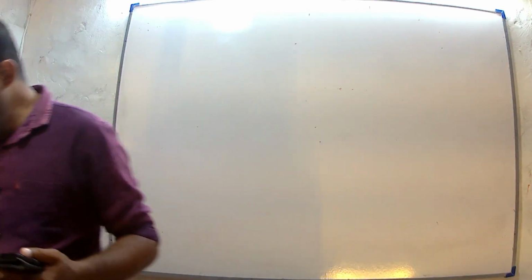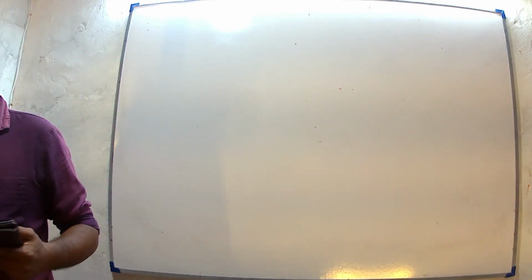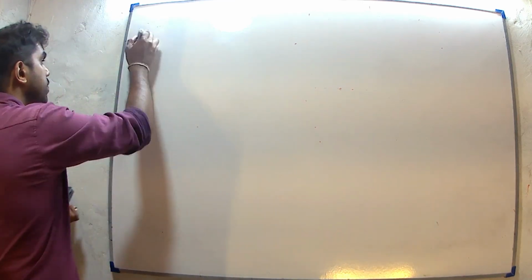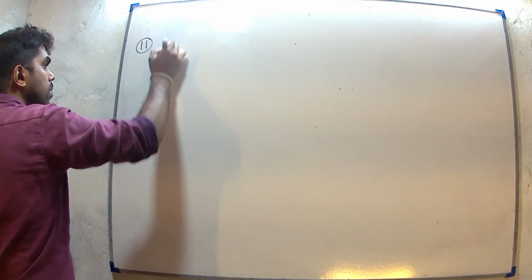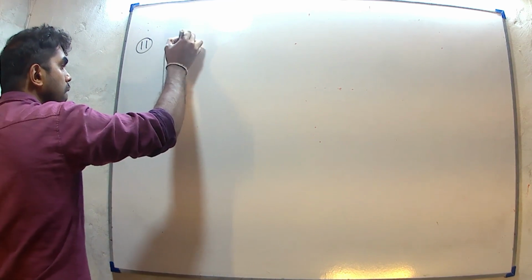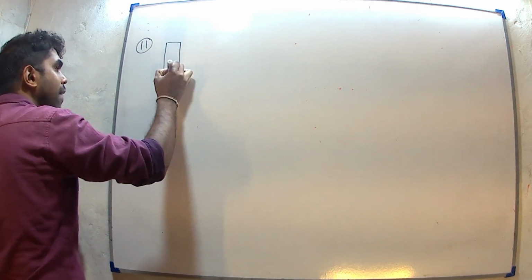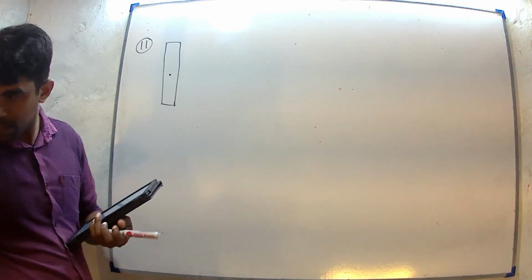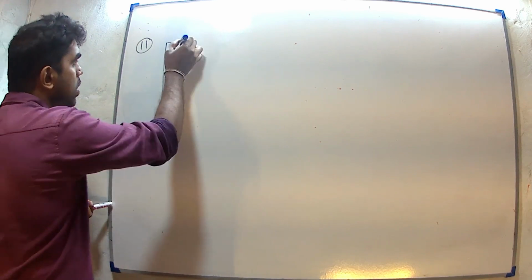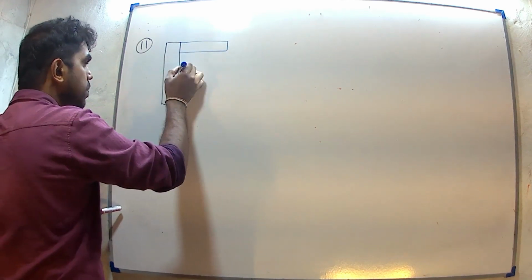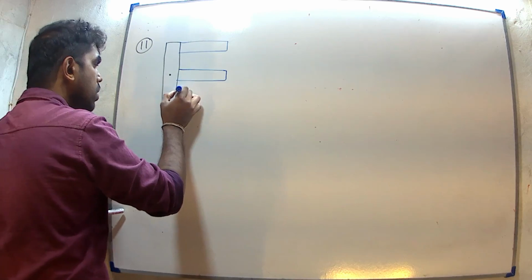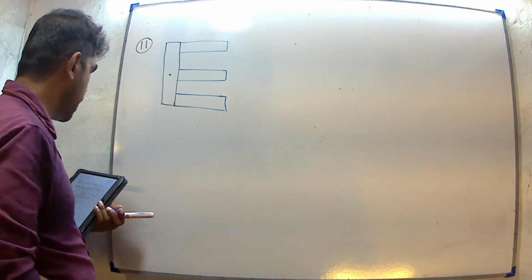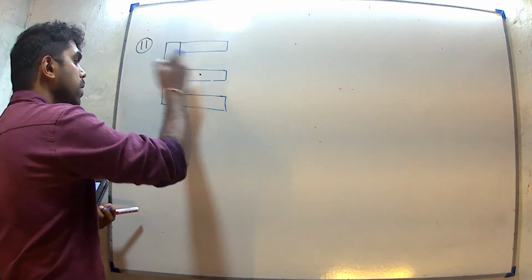We can consider vertical part and horizontal part. When considering this vertical part, center of gravity should be this point. And when considering horizontal three parts, center of gravity should be this point.